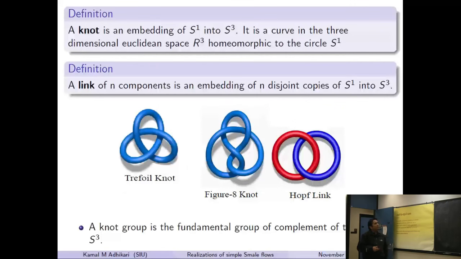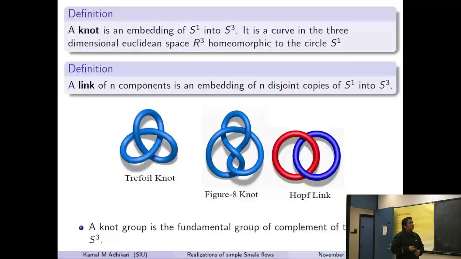Now I just want to give a short introduction to knots and links. Any curve in three-dimensional Euclidean space is said to be a knot if it is homeomorphic to S1. A link of n components is the embedding of n disjoint copies of the circle into S3. So the union of n disjoint copies of the circle is a link, and any curve in three-dimensional Euclidean space which is homeomorphic to a circle is a knot. These two are examples of knots, and this is a link.